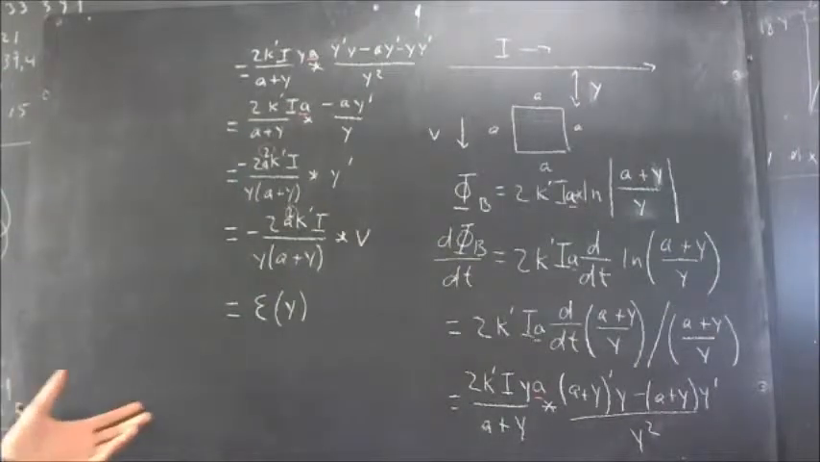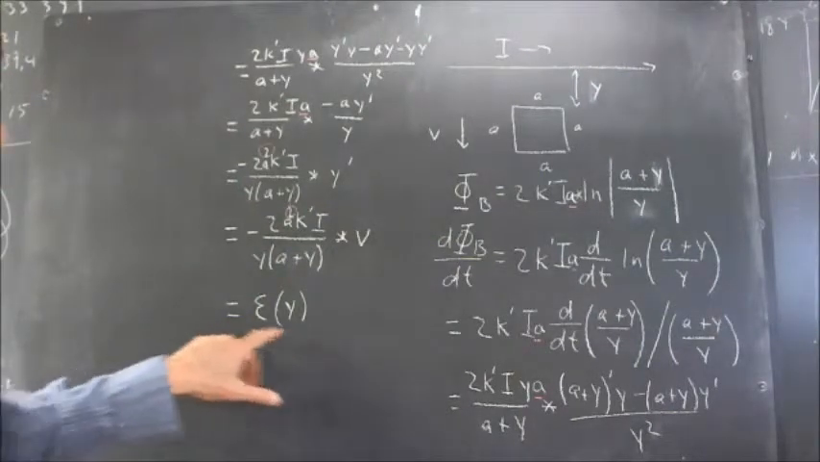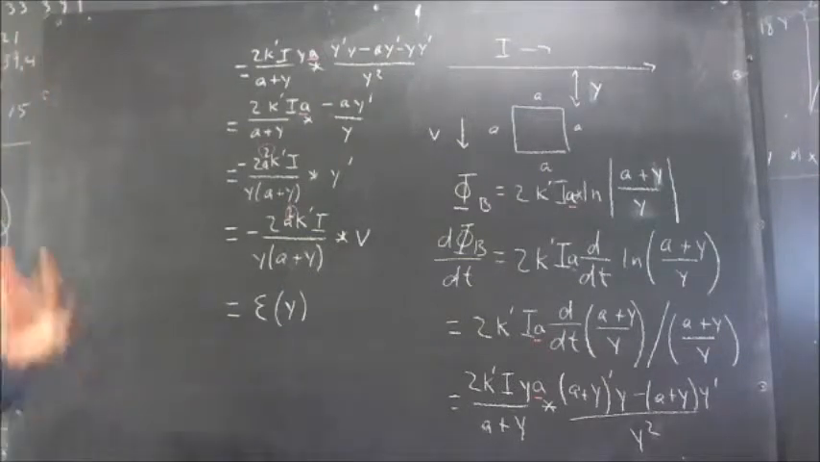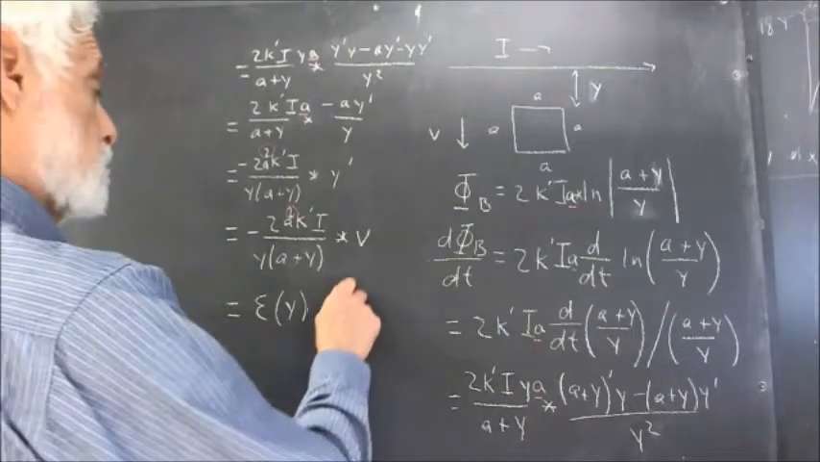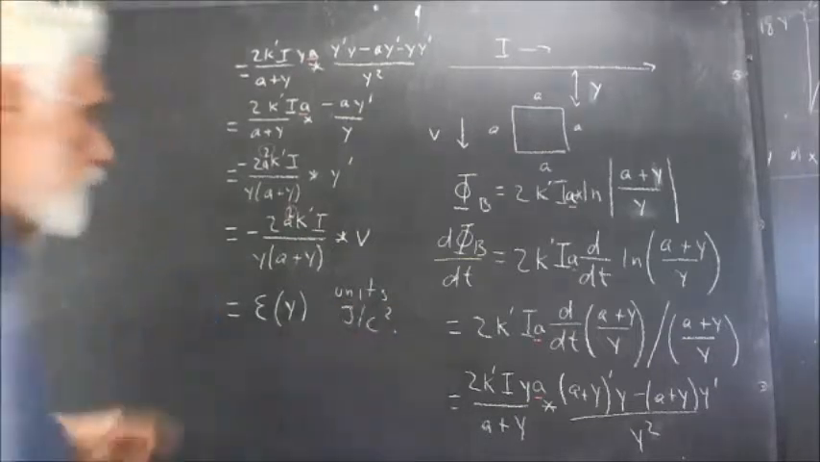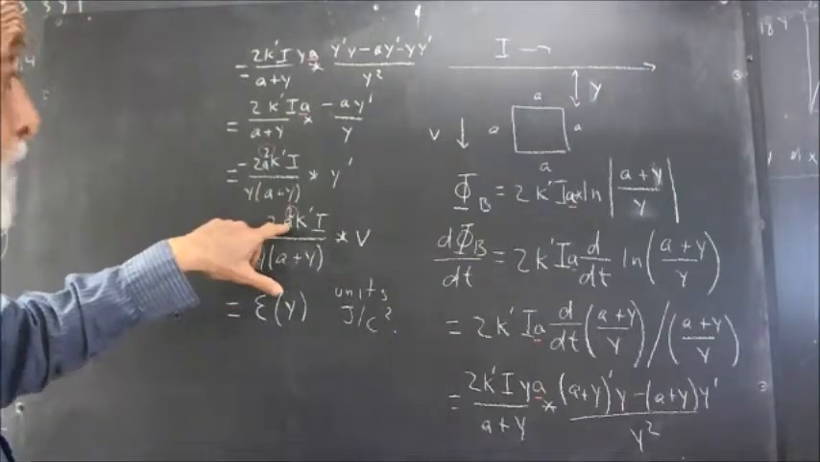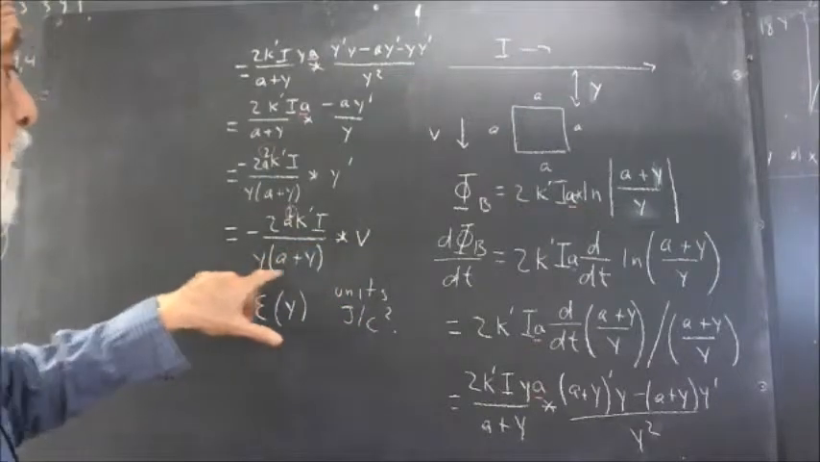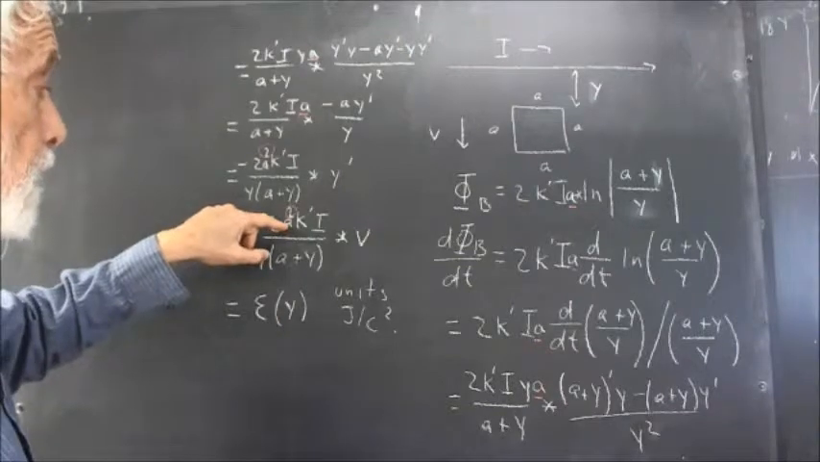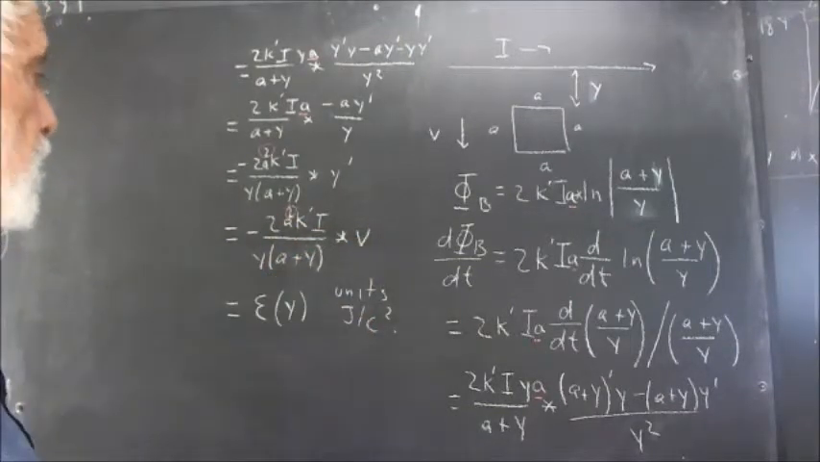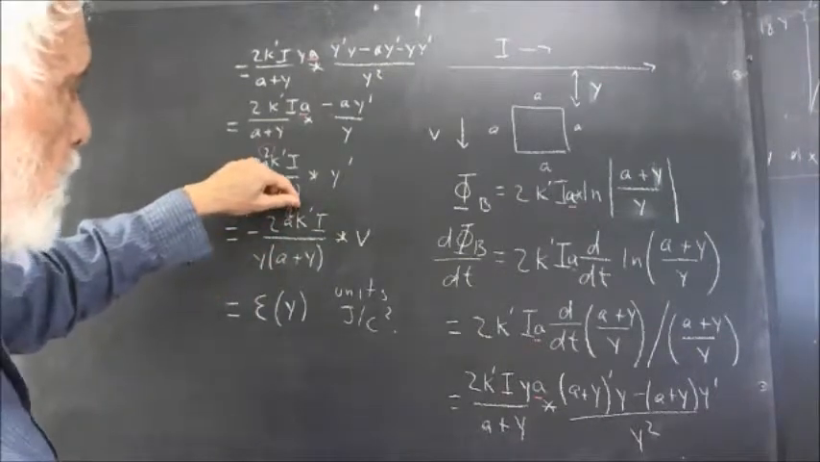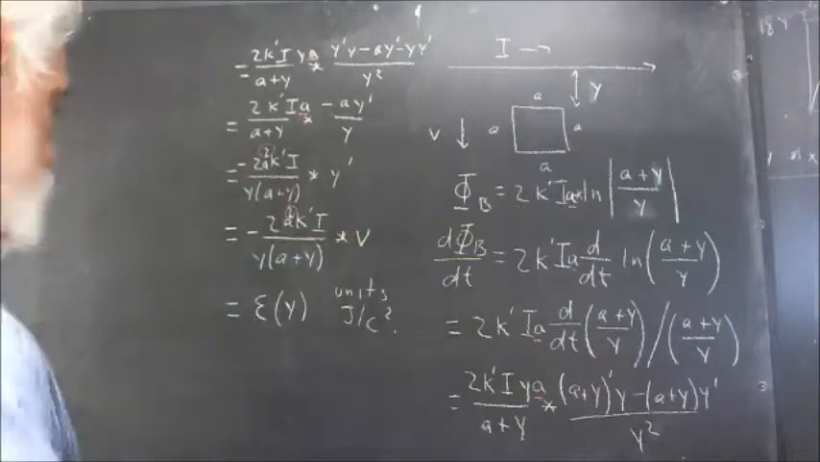Now, making sense of our solution, we should have units of EMF or voltage here, which is joules per coulomb. Well, the unit of A is meters, the unit of V is meters per second, and the unit of Y or A is meters. So we have units of meters squared here, meters squared here, and meters per second here. The meter squared units here and here go away, and we end up with units of K prime times units of I times units of V.